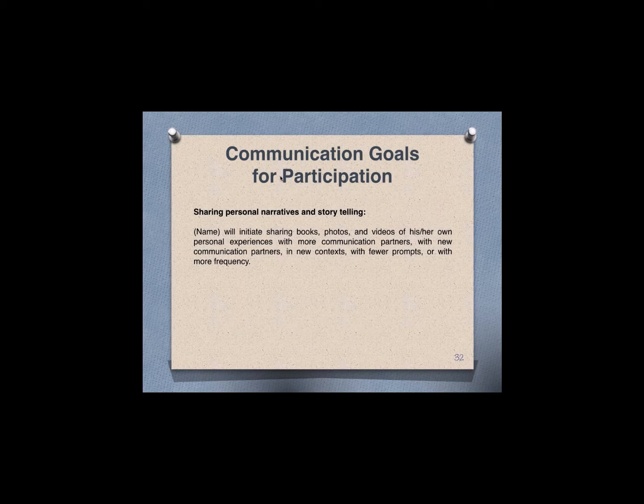And we really need to keep our focus on, as we're setting these kinds of early expressive goals for our kids, personal narratives and storytelling again. So remember that when we were looking at awareness, it was having kids be interested and engaged and aware of their own photos and videos of their own experiences, and maybe engaging in joint attention with someone else around those photos and videos.